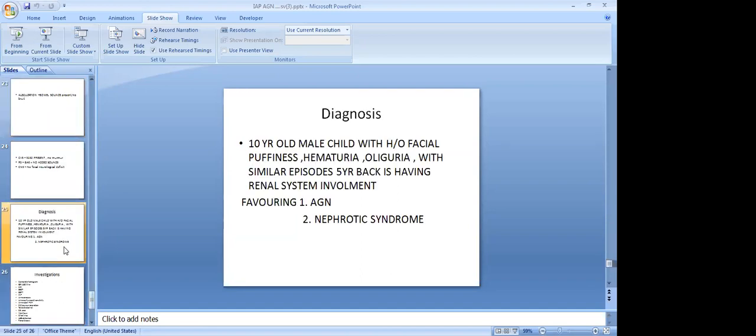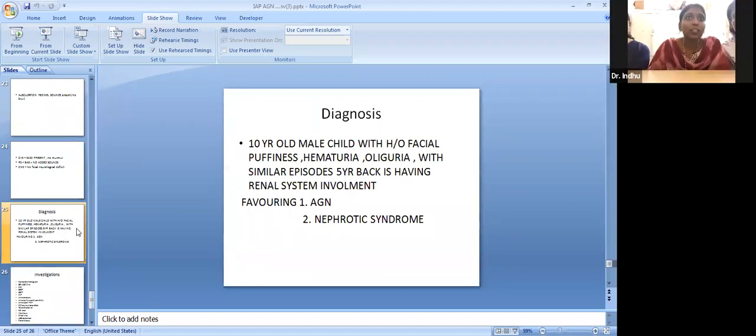I'll just use the chat box meanwhile if anything else is there. Go on. A 10-year-old male child with history of facial puffiness, hematuria, oliguria, with similar episodes 5 years back, is having a renal system involvement, favoring acute glomerulonephritis, nephrotic syndrome.